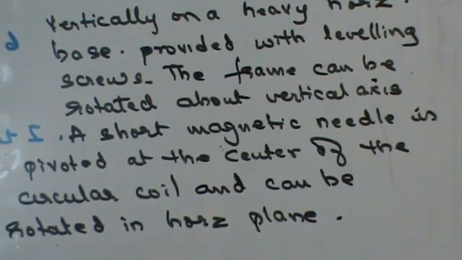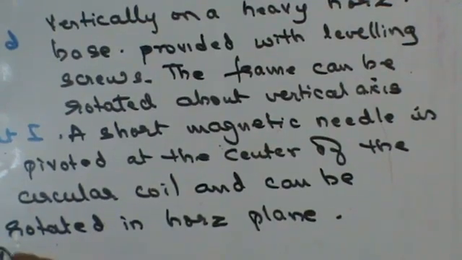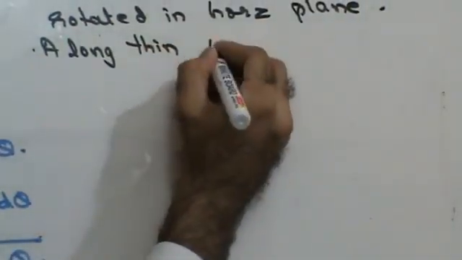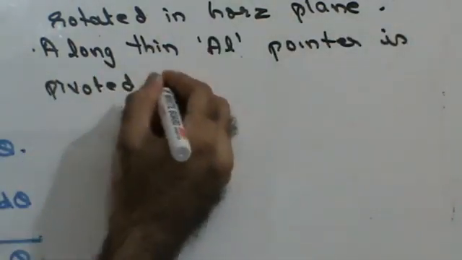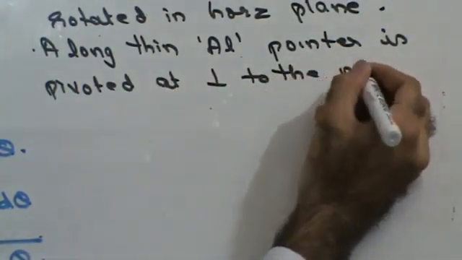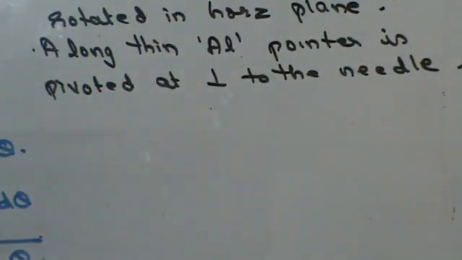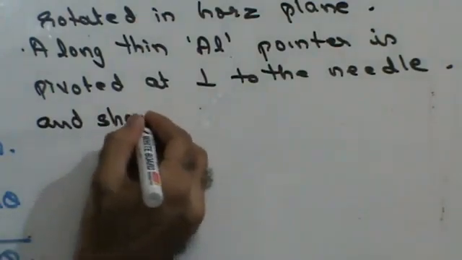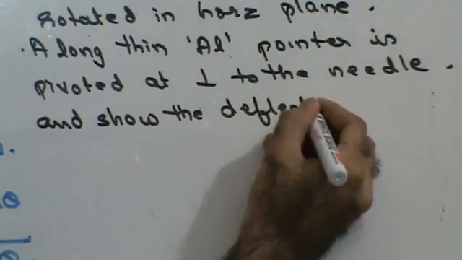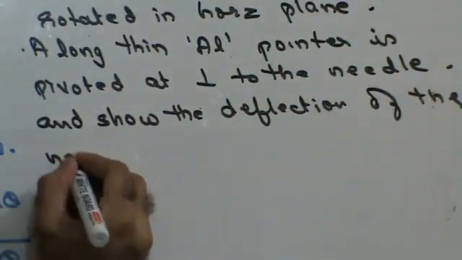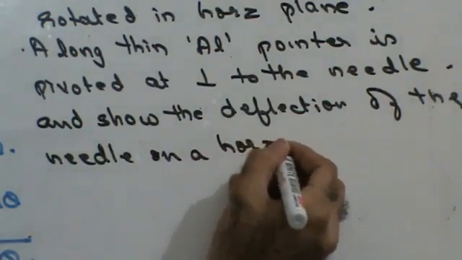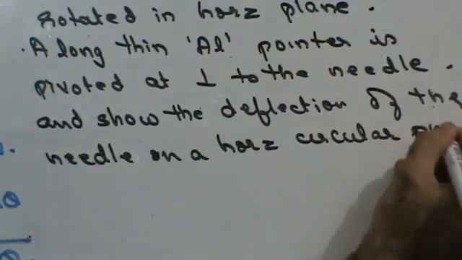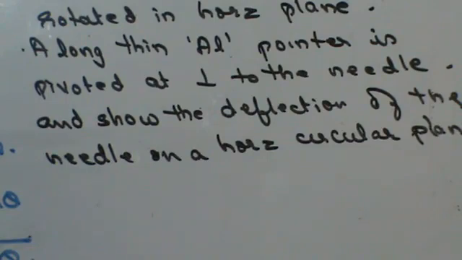A long thin aluminium pointer is pivoted at right angles to the needle and shows the deflection of the needle on a horizontal circular scale.